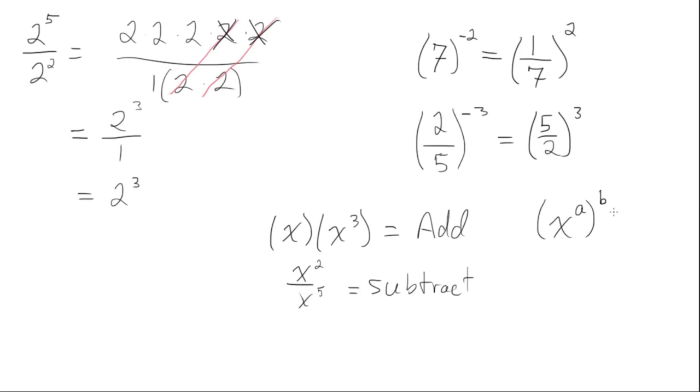Power to a power, you multiply the exponents. And when you have something to a negative exponent, that's called a reciprocal. You reciprocate. And what you end up with is 1 over, and it's no longer negative. So that's the exponent rules in a nutshell. And again, this is just a review.